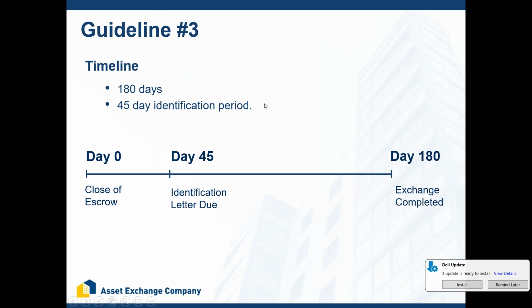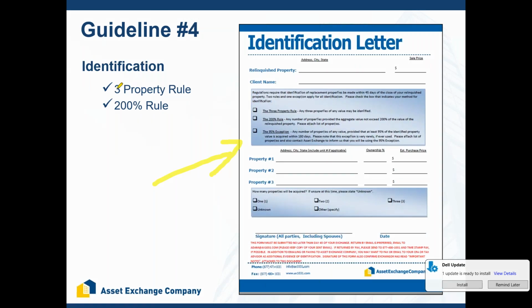You actually have to submit an identification letter, and this is the identification letter that my company provides you. And when you fill out that identification letter, you're gonna choose to use either the three property rule, where you name one, two, or three properties, or you're going to use the 200% rule to fill out this letter. So let's talk about those rules.